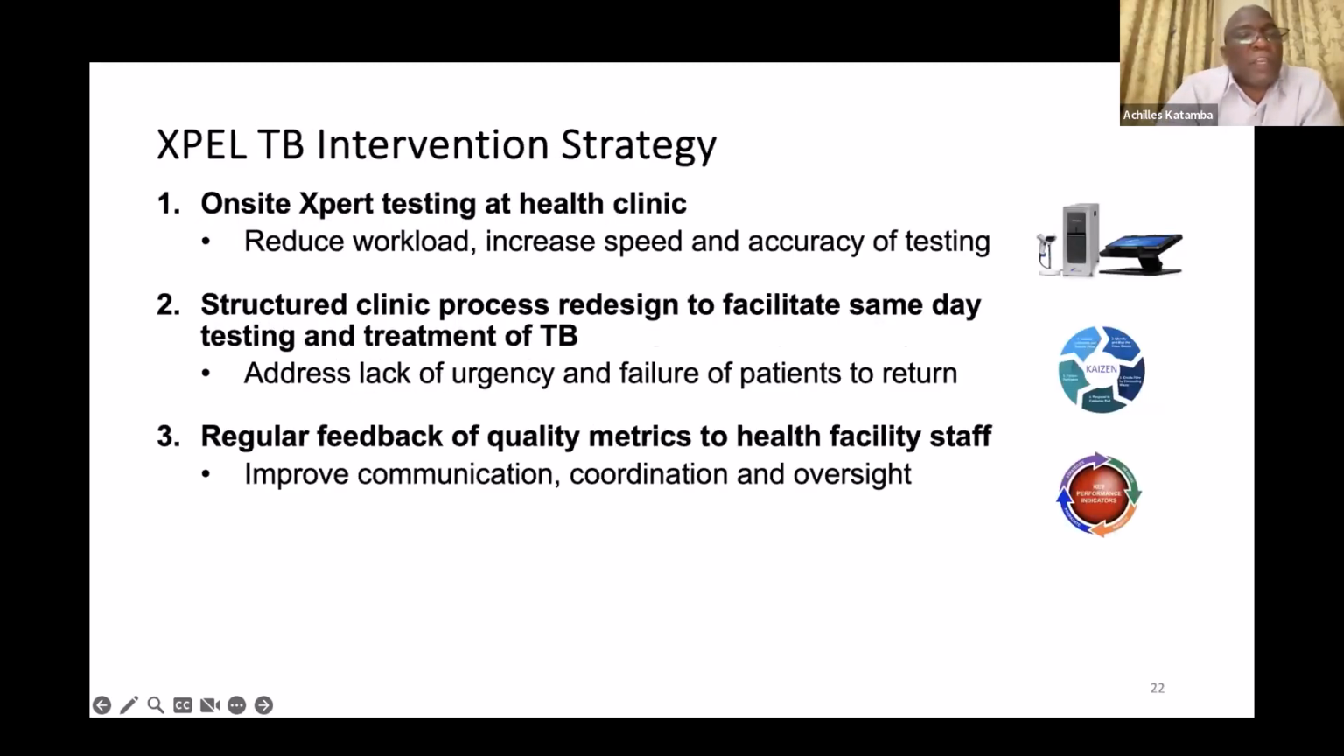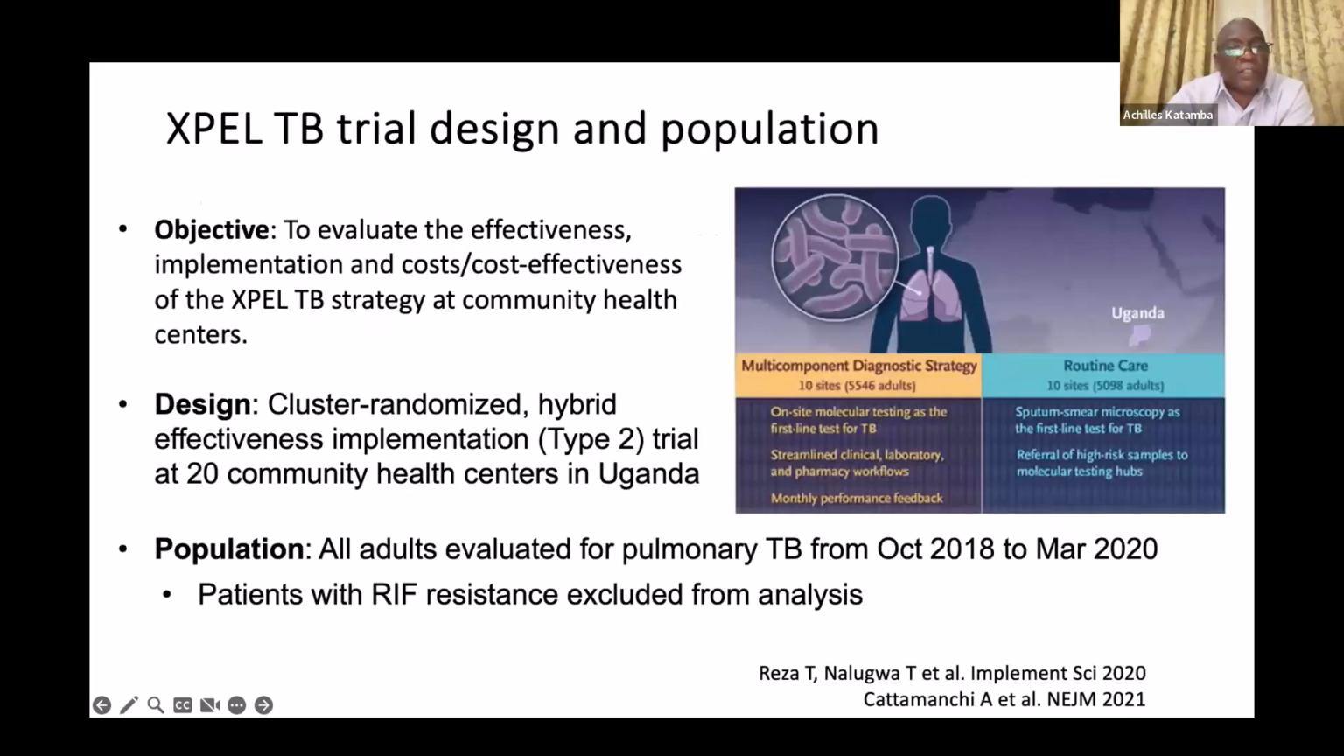So based on that, we came up with the Expero TB intervention strategy, which has 3 components, a multi-component intervention. For on-site Xpert testing at the health center, Xpert, really trying to have it placed at the spoke. It would reduce workload among those barriers, increase speed and accuracy of testing. Then we structured the clinic process, redesigned to facilitate same-day testing and treatment of TB to address lack of urgency and failure of patients to return. And we provided regular feedback of quality metrics to health facility staff, so that to improve communication, coordination, and oversight. So this was the Expero intervention strategy, which is 3 components.